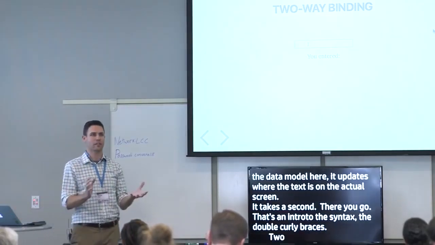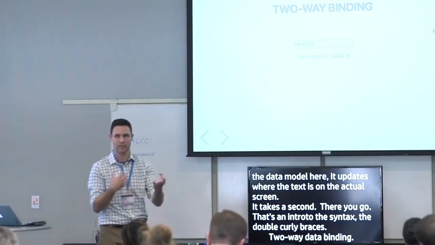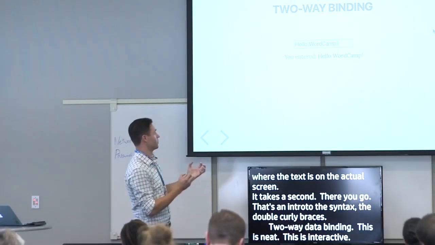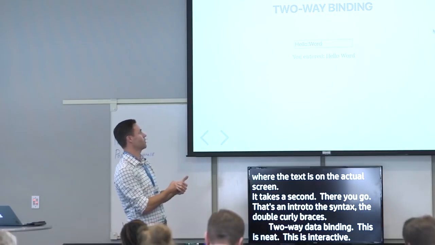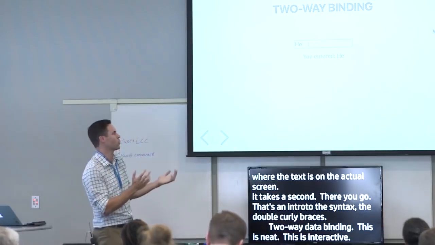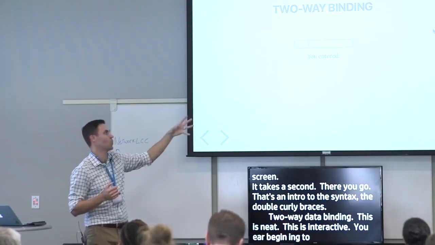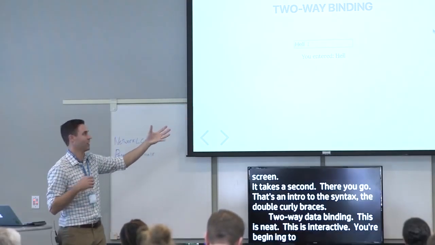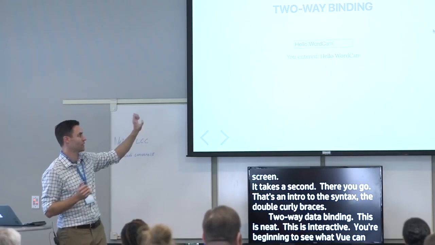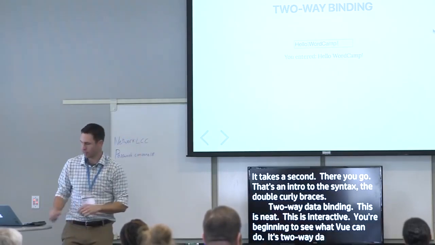Two-way data binding. All right, so this is kind of neat. This is like interactive. This is beginning to see, all right, what can Vue really do and why is this cool at all? Because you can actually enter in text and see it somewhere else on the screen. That's kind of neat, right? It's two-way data binding, so it's instant. It's instantaneous.